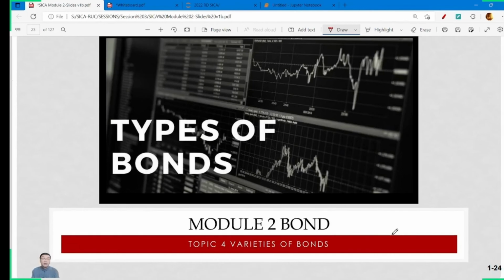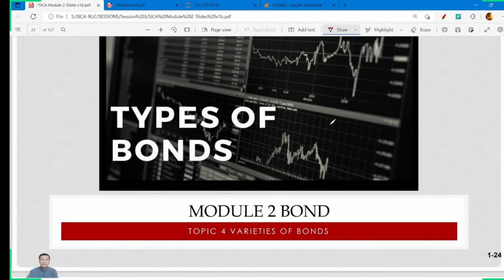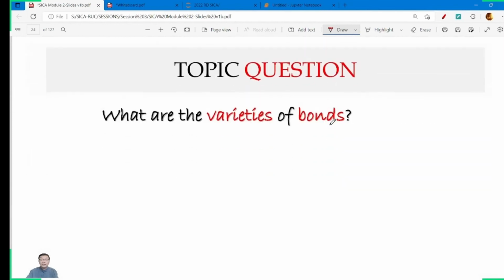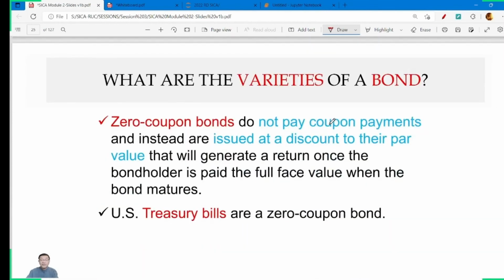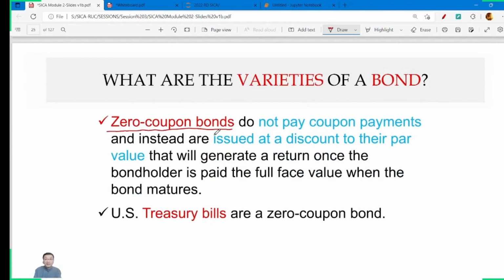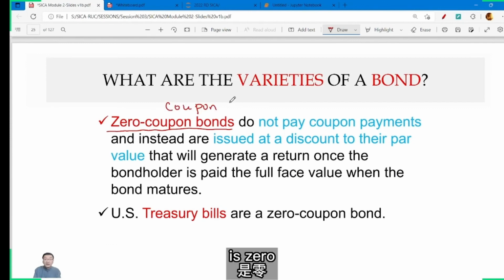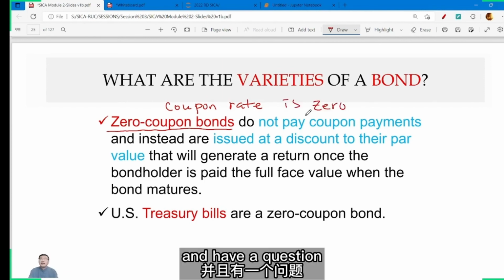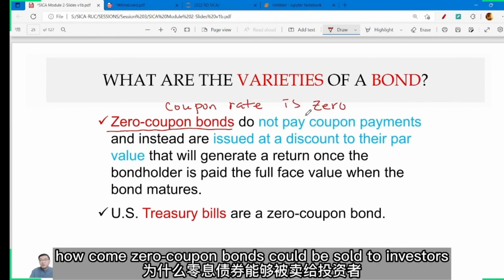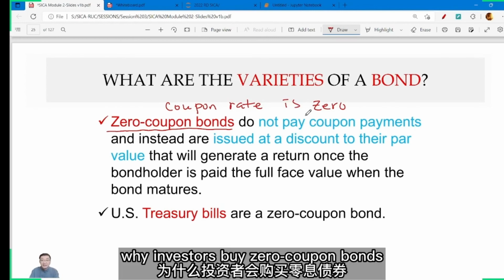In this topic, we will study some special types of bonds. They are very special. Let's look at the first one. Zero coupon bonds. Zero coupon bonds means their coupon rate is zero. You may be curious and have a question. How come zero coupon bonds could be sold to investors? Why do investors buy zero coupon bonds?